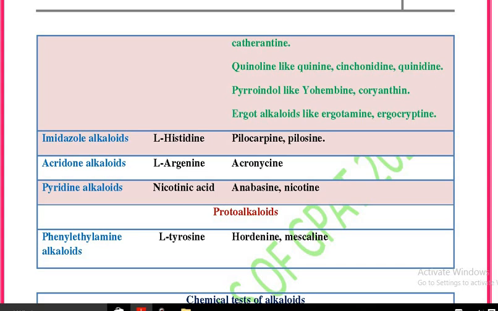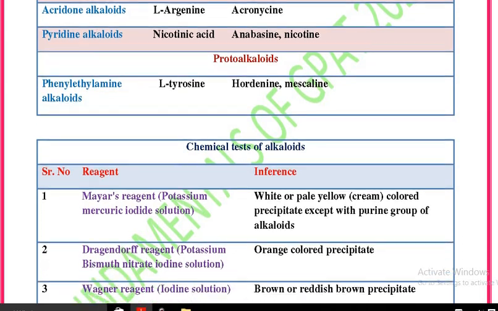Okay. Then the next important one is pyridine alkaloid, which is derived from nicotinic acid, and examples are anabasine and nicotine. Then the last one is protoalkaloids, that is phenylethylamine alkaloids derived from L-tyrosine. Examples are hordenine and mescaline. Okay. So these are the types of alkaloids and their biosynthesis. The type of alkaloid and biosynthetic precursor is important.